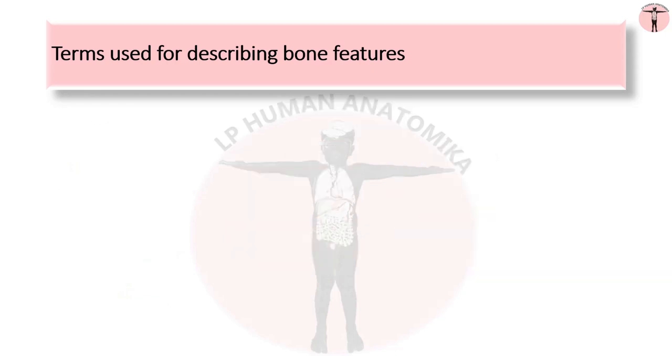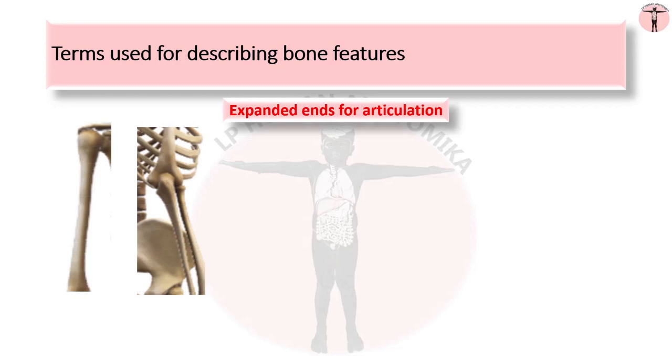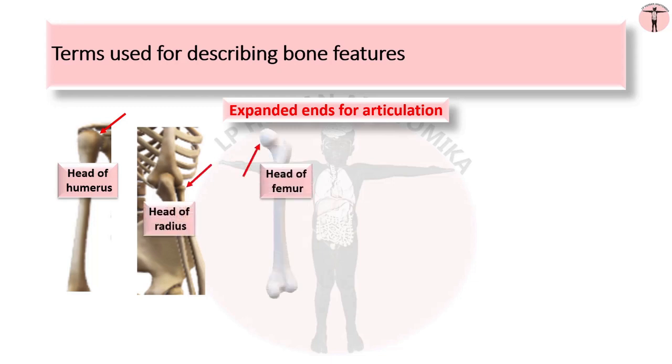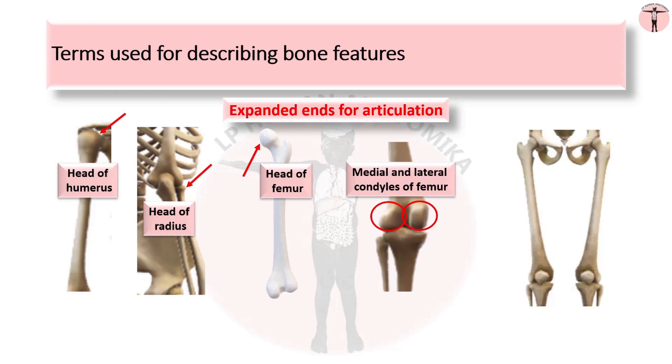Expanded ends for articulation can be in the form of rounded projections like head or condyle. Head is a rounded, smooth projection for articulation as seen in head of humerus, head of radius, and head of femur. Condyle is a rounded articular surface on a bone that forms a joint like medial and lateral condyles of femur. Epicondyle is knuckle-like process projected on the condyle, which is small non-articular part such as medial and lateral epicondyles of femur.